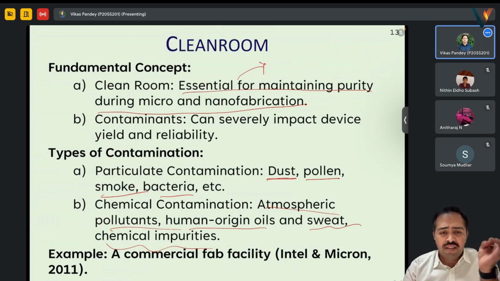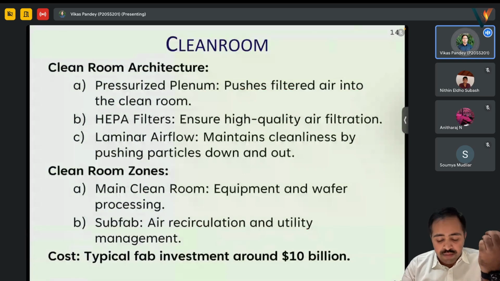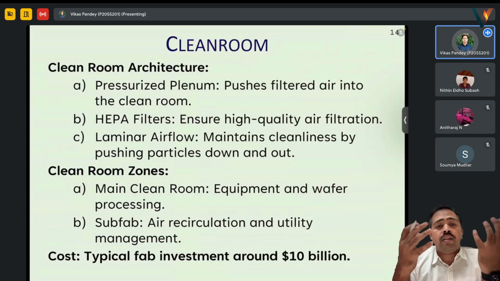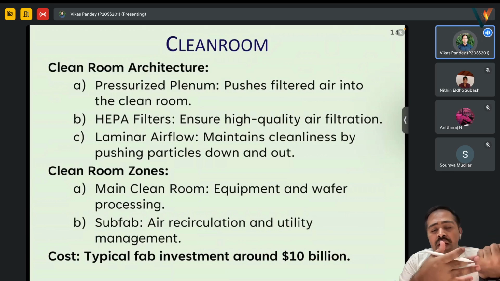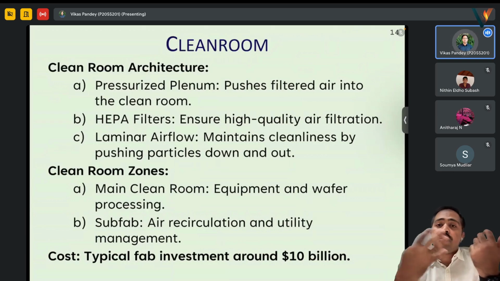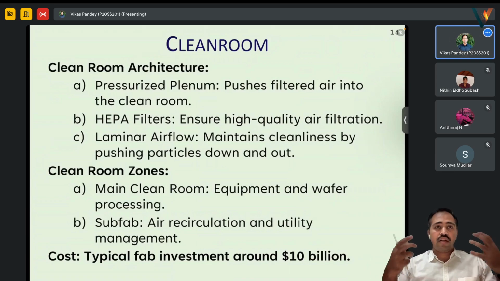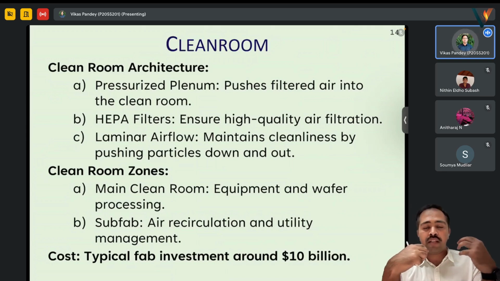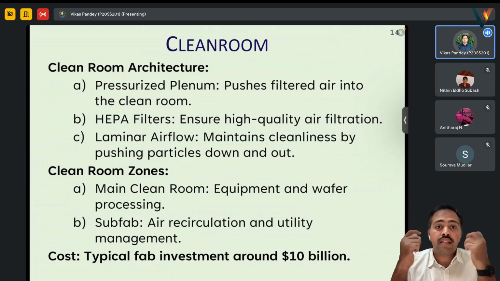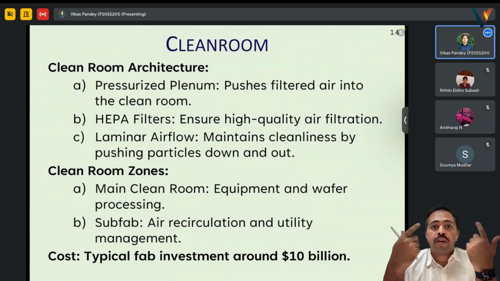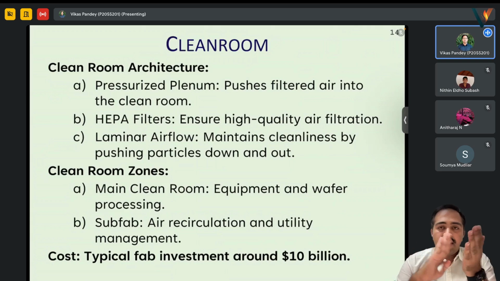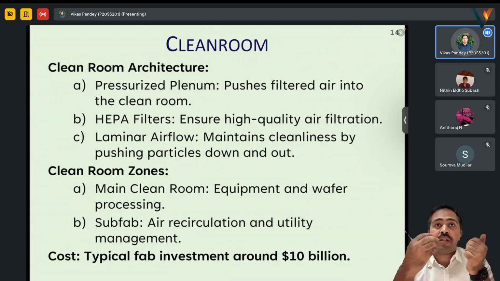An example is that Intel and Micron have clean rooms. How this is done is that there are some pressurized plenums that push the filtered air into the clean room. The air that we get in the clean room is clean air, but it is a bit pressurized.